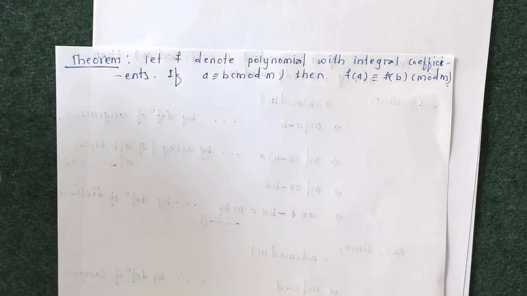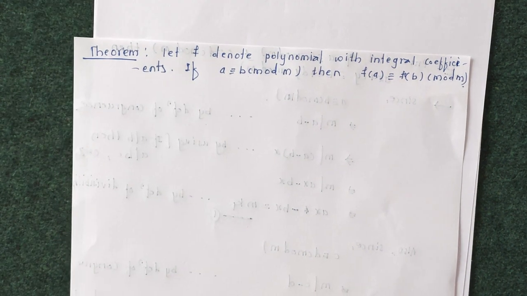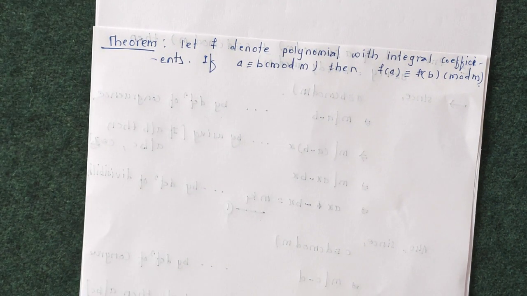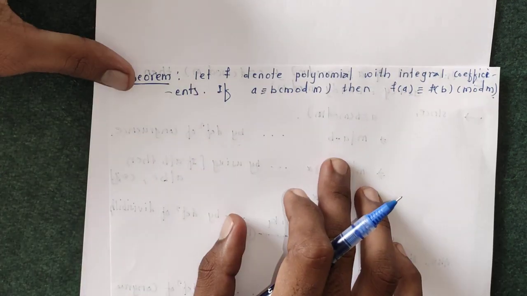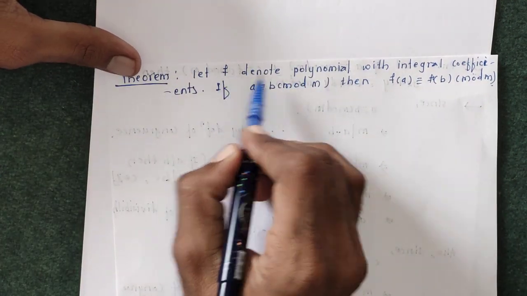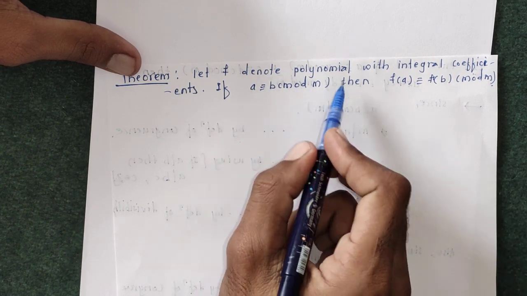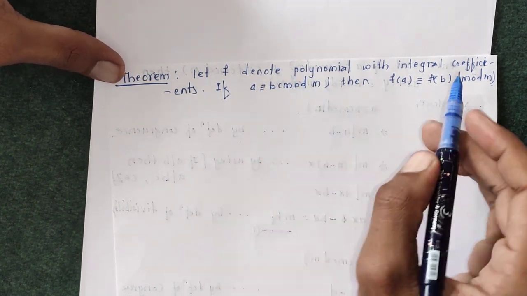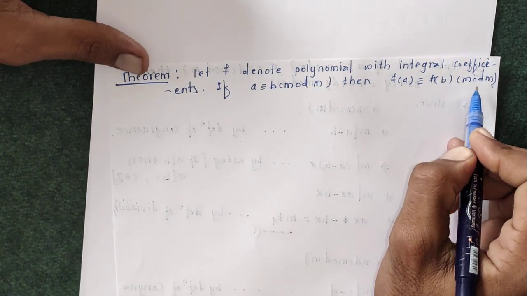If f denotes a polynomial with integral coefficients, and if a is congruent to b mod m, then f of a is congruent to f of b mod m. To prove this result, we are given that f is a polynomial with integral coefficients and a is congruent to b mod m, and we have to prove that f of a is congruent to f of b mod m.